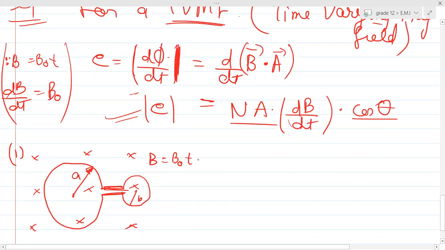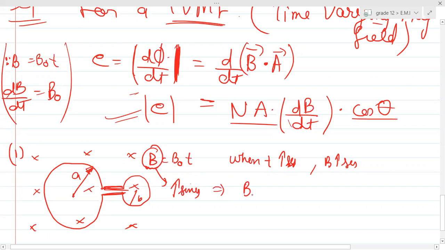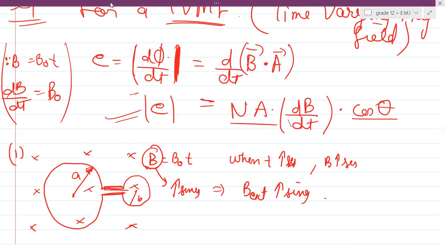Can you see when time will increase, automatically B will increase, right? So when time increases, B also increases because can you see over here the relation? So basically this magnetic field is increasing. That implies, guys, do you remember B external is increasing? If B external is increasing, what will be induced?